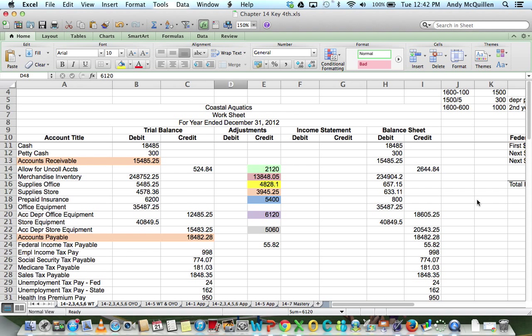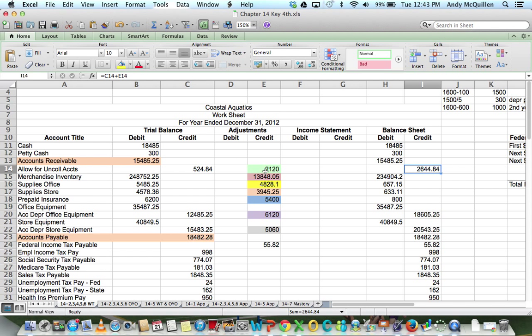All right, 14.6. What we are doing is carrying things over to the balance sheet and the income statement. We carry them across from the trial balance. So as you will see, many of the numbers will be the same. So we start with cash, which remains $18,485, $300 for petty cash. Accounts receivable is $15,485.25. Now we get to some things that we've made adjustments on.